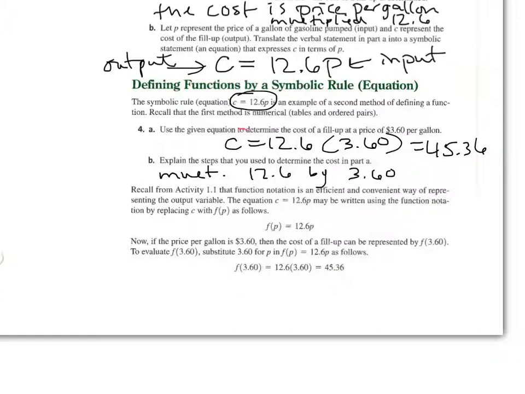This rule right here and this rule right here, these are exactly the same thing, just written differently. Okay, so that's in function notation. We would say that f of p equals 12.6 times p. Okay, so that shows p as the input. So then they show we get the exact same thing. So they're just different ways of writing the same thing.